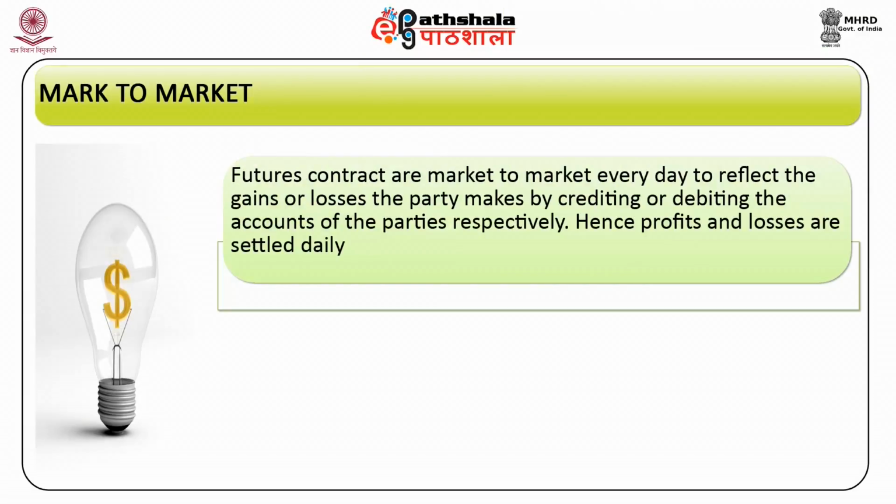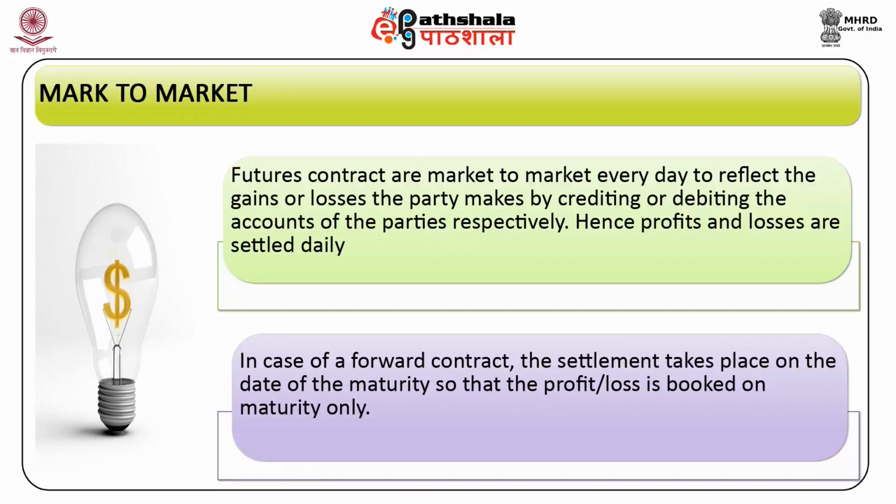Mark to market. Futures contracts are marked to market every day to reflect the gains or losses the party makes by crediting or debiting the accounts of the parties respectively. Hence, profits and losses are settled daily. In case of a forward contract, the settlement takes place on the date of the maturity, so that the profit or loss is booked on maturity only.